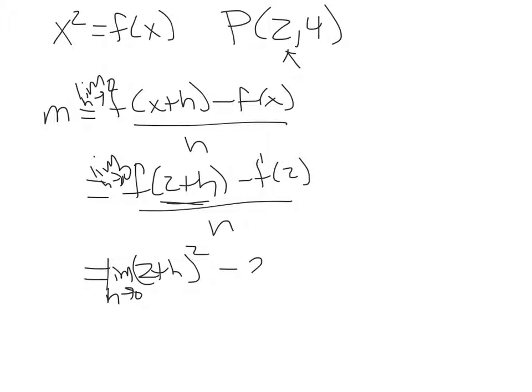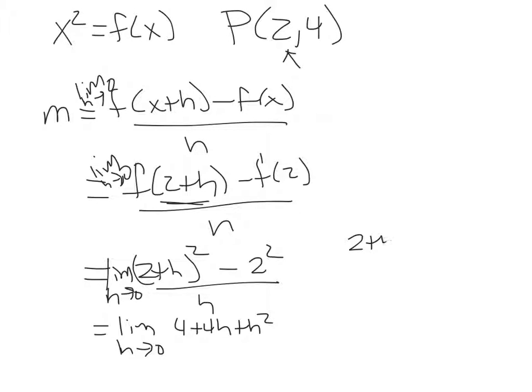Minus f of 2, so 2 squared, all over h. And I think you're going to see that my math is a little bit easier. So I have 4 plus 4h plus h squared, because you have to FOIL that. So remember, that's 2 plus h times 2 plus h. So if you don't believe me, that's how I did it. That's how I got the 4 plus 4h plus h squared.